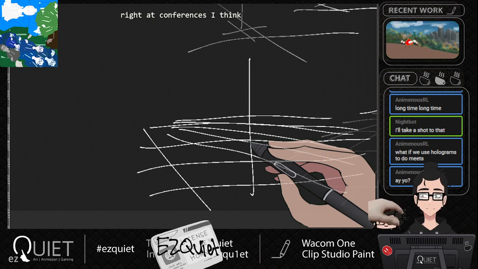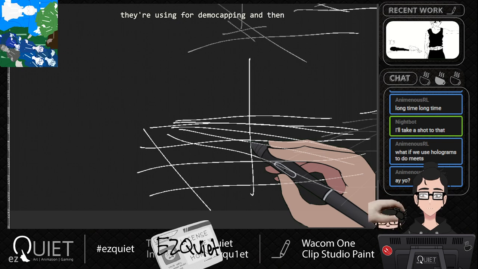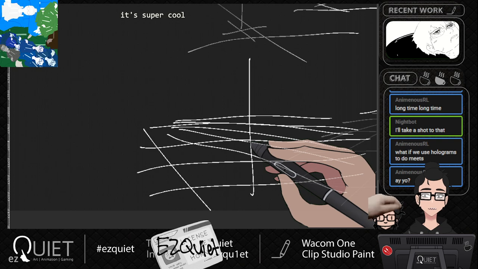I think it'd be so cool if we could figure out, maybe you can actually integrate it with Maya, or you can integrate it with Unity, right? Depending on what they're using for their mocapping. And then just have that instead of just being on a computer screen. Anyway, I think it's super cool technology, and it exists, guys.